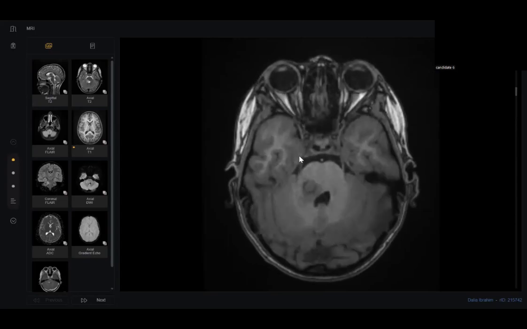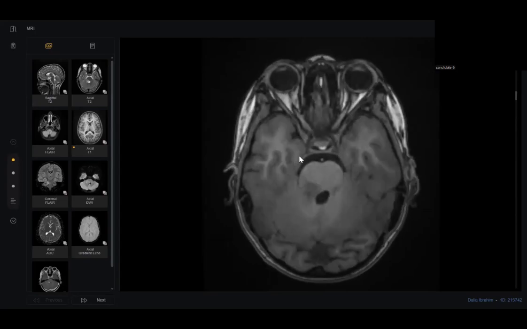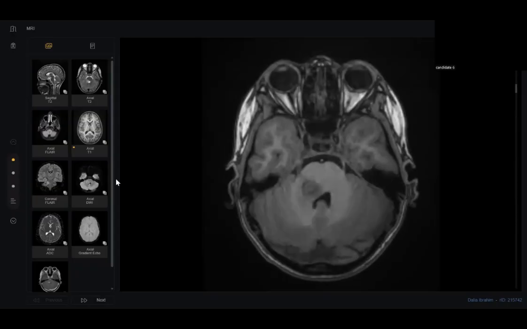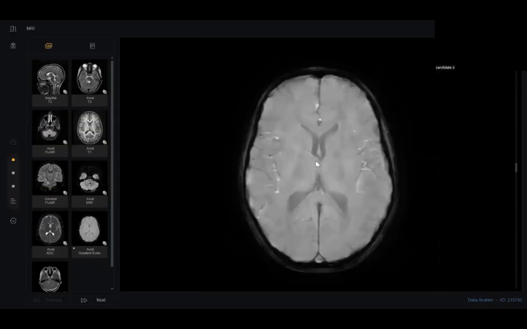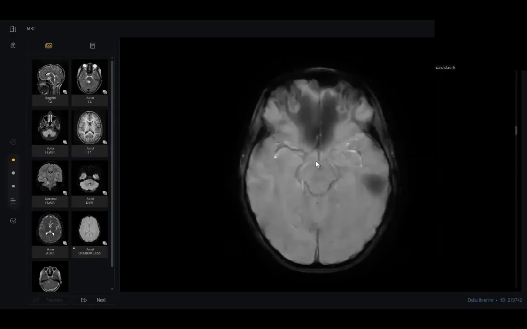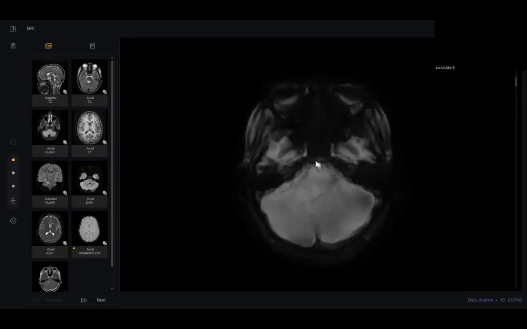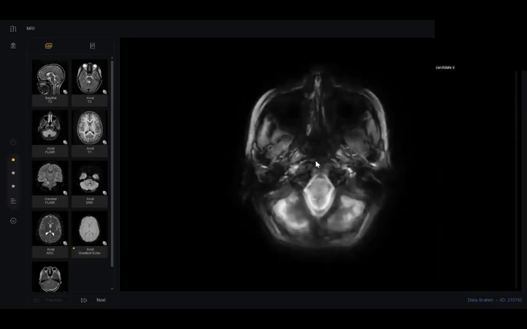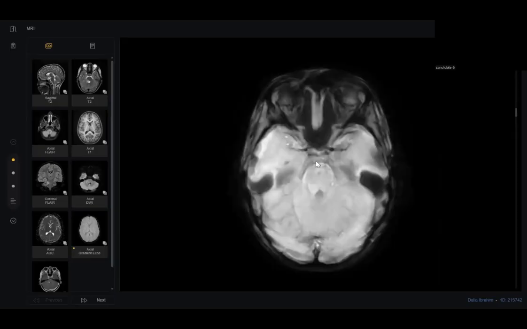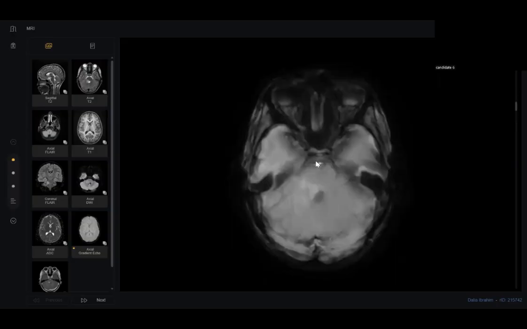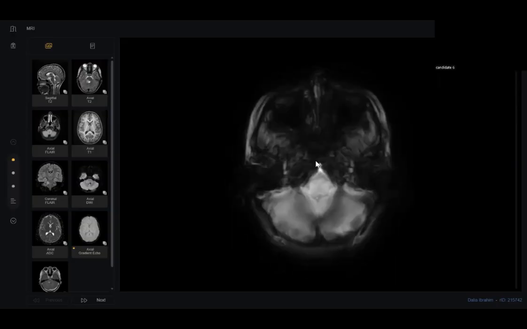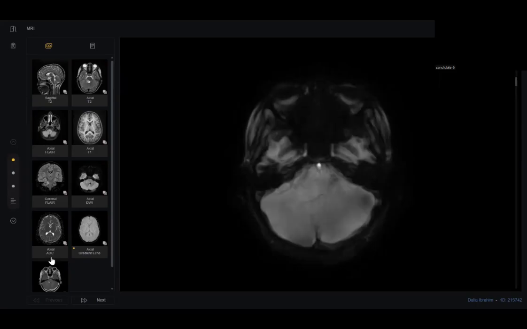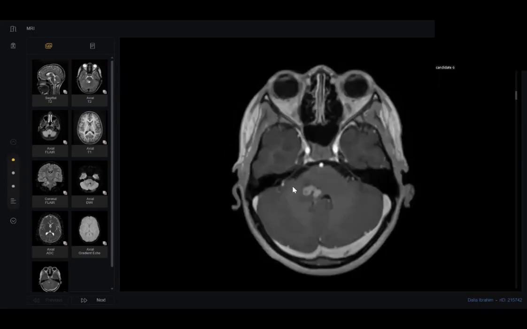Sir, can I look at the GRE sequence? I'm suspecting hemorrhage in this area. Okay. The GRE sequence does not demonstrate any blooming artifacts. Yes. Sir, can I have the contrast enhanced sequence? Yes, a contrast.